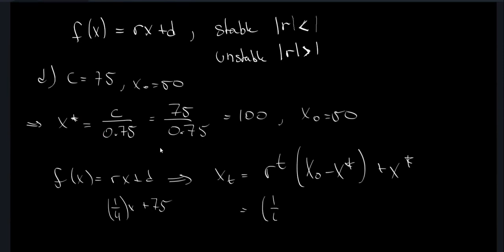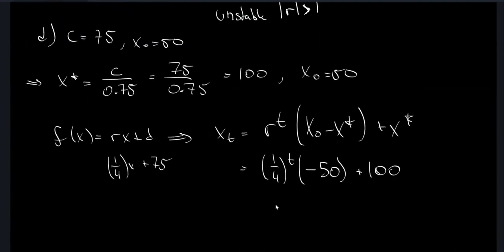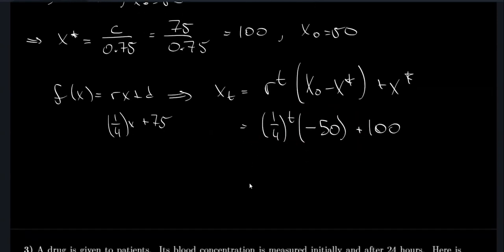We get a quarter raised to the power t. x naught is 50, x star is 100, so it's minus 50 plus x star. What's x star? It's 100. And here we go. This is our equilibrium population. So you can see that it actually decreases, right? Because this is negative. So as time goes on, the graph of this would look something like that, and it would converge to 100 over here. All right.